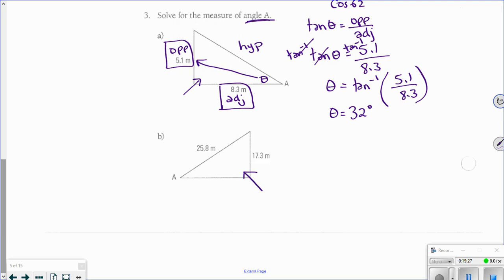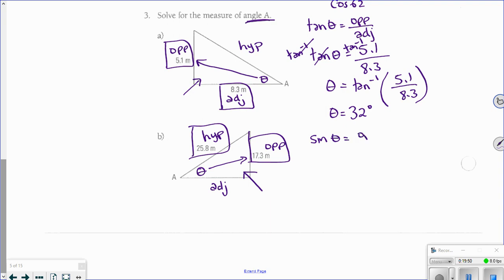Last one for this page, our right angle points to the hypotenuse. It still wants us to find the measure of angle A, so this angle over here, that one points to the opposite side, which makes our third one the adjacent. We need a formula of hypotenuse and opposite. O and H is the sine formula. So sine of our angle is the opposite, so 17.3, over the hypotenuse, so 25.8.